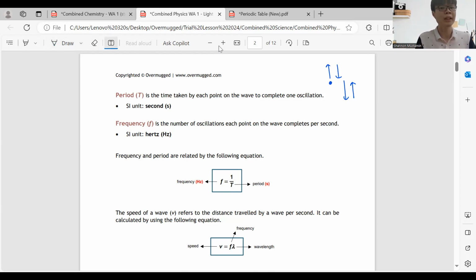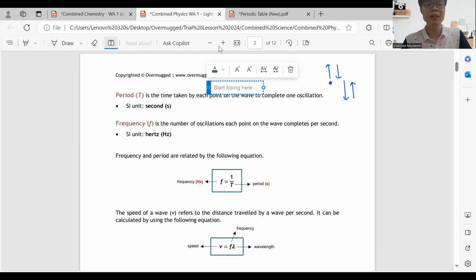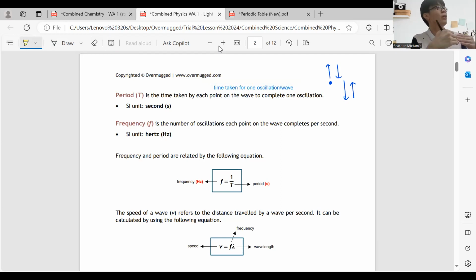Your school may have taught you another way. In the old syllabus, period is defined as the time taken for one oscillation of the wave. This one is easy to understand in my opinion, but I need to teach the new definition from your textbook in case. I'm not sure if your school will mark you down for the old definition or not. But I would recommend understanding the one that I have taught, because of the new syllabus.